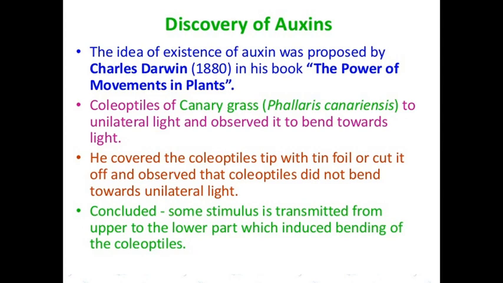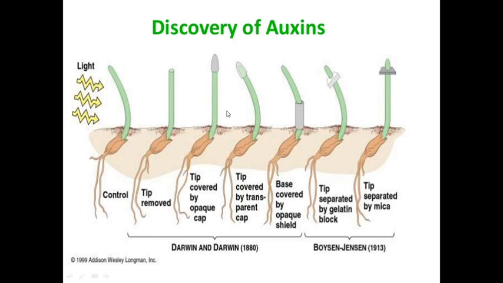the first step towards the discovery of the auxins was led by Charles Darwin and his son Francis Darwin. He performed an experiment on canary grass. Canary grass is a plant. He put a source of unilateral light, which means light that comes from only one direction. He observed that the plant starts bending towards the source of the unilateral light. He concluded that the substance responsible for making the plant bend towards the source of the unilateral light lies in the tip of the plant.